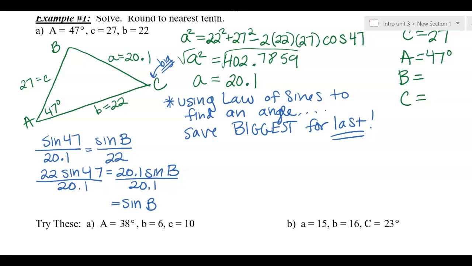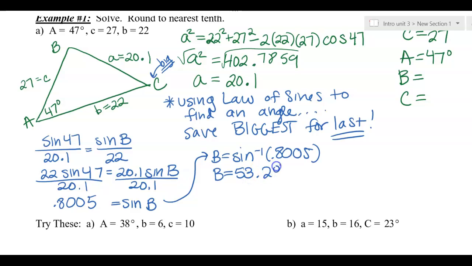I'm going to do it the way I did before, just because you guys do have access to a calculator and you tend to be more comfortable with fewer expressions and more numbers. We can actually find the value of the left side of this equation, which turns out to be 0.8005, if I round to 4 digits. And then the last step in solving this is to take the inverse sine of each side. So angle B will be equal to the inverse sine of that decimal value. When you guys do that, you should get 53.2 degrees.